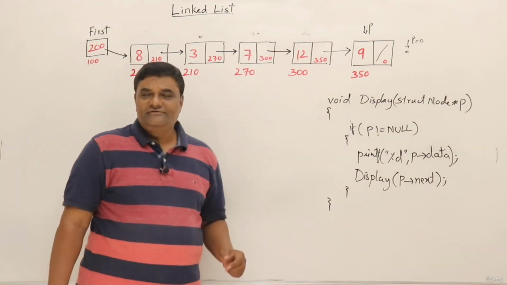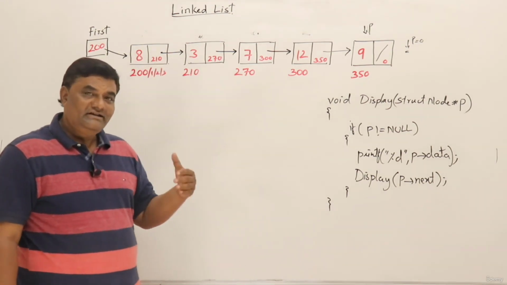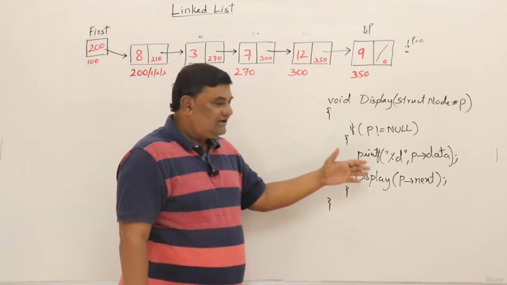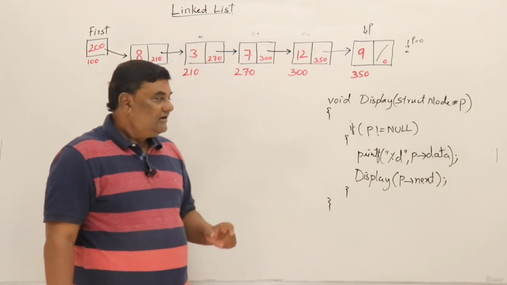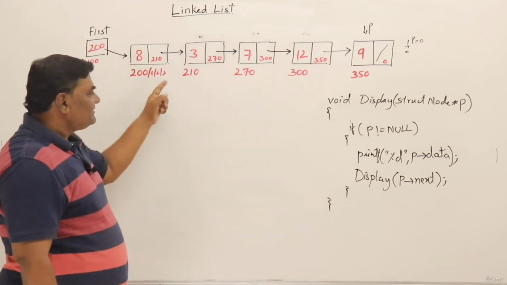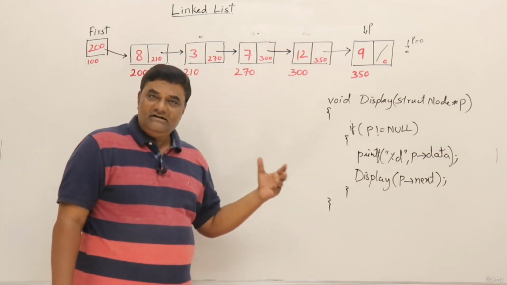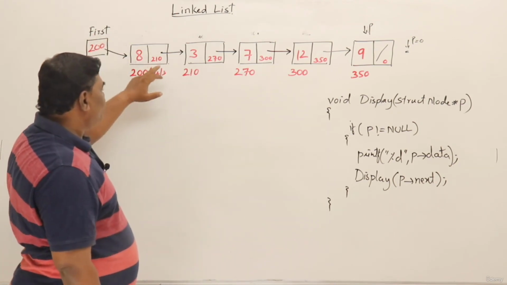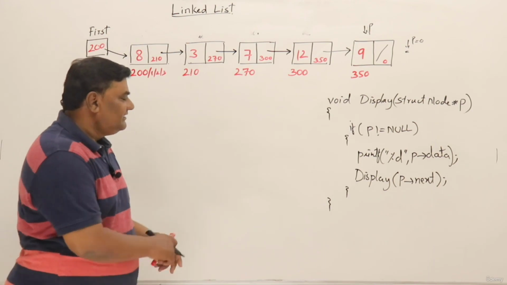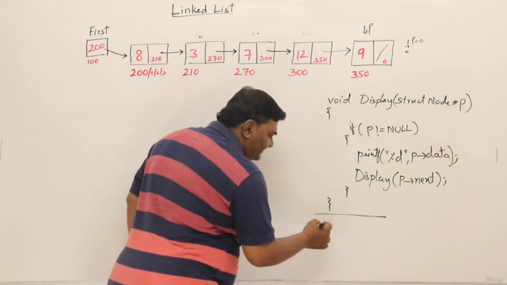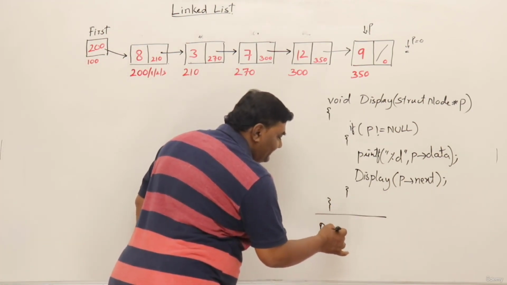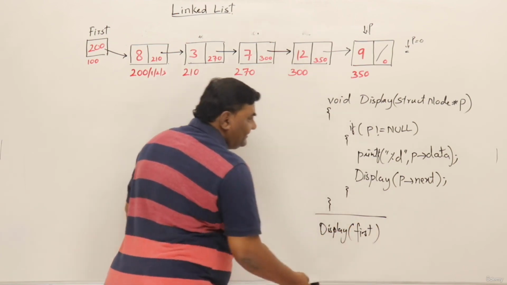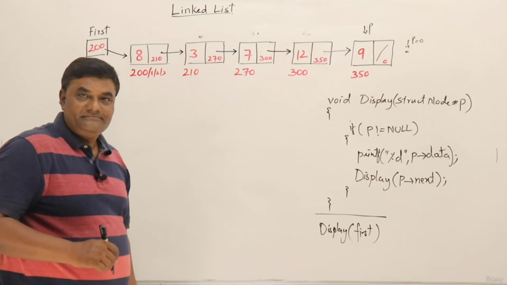So this is a recursive function for displaying all the elements of a linked list one by one. It is printing and calling itself and moving on to the next node. So for this example linked list, let us look at how it works. If I am calling this upon the first node pointer, that is, if I pass first, suppose the call is display first, then let us see how it works.